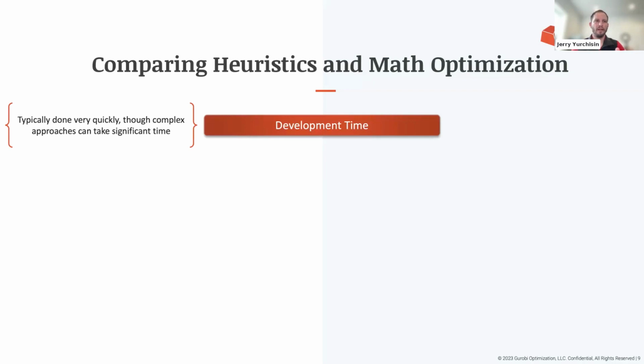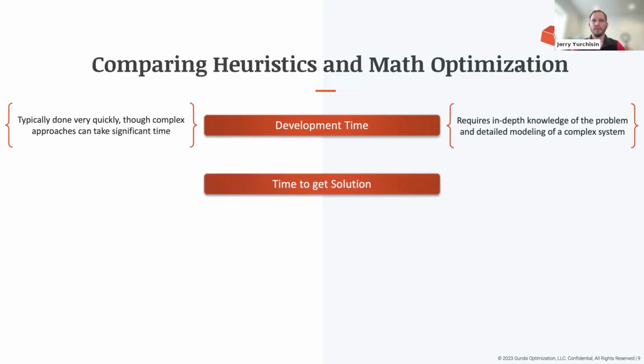It could be something that, I used this term a lot in the consulting world when I was there, quick and dirty, or it can be very robust for your particular problem. Mathematical optimization does require in-depth knowledge of the problem, and it is a detailed model of a complex system. So there is a pretty significant time investment that you need to make in order to get this going. But as we go down this list, we'll see that it could be worth it for you and your problem. So, the time that it takes to get to a solution.